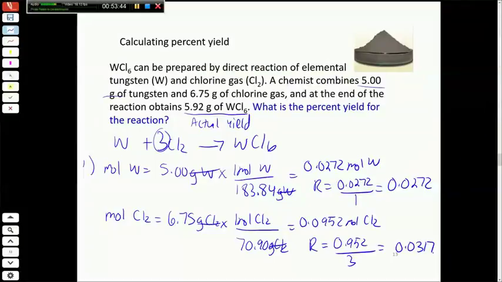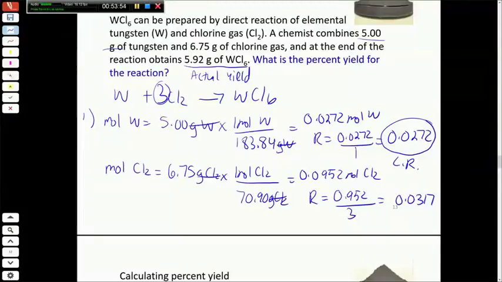The one that's smaller is identified as the limiting reactant. So here you go. Tungsten has a smaller ratio, so it's going to be our limiting reactant. So that's the first step, is to identify that. Then the second step is going to be to calculate the theoretical yield.